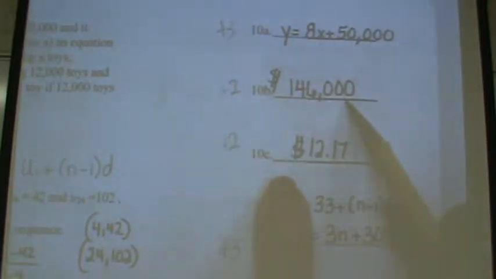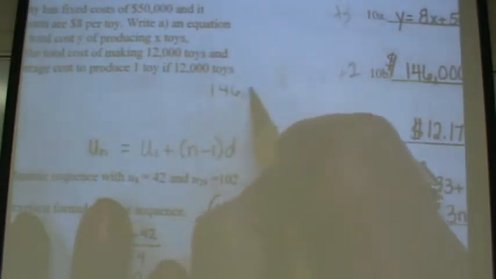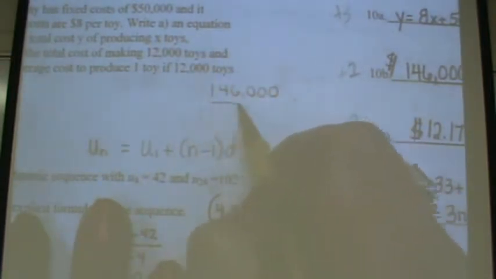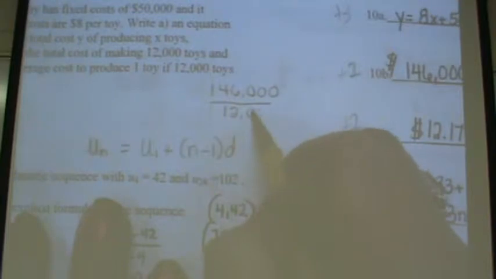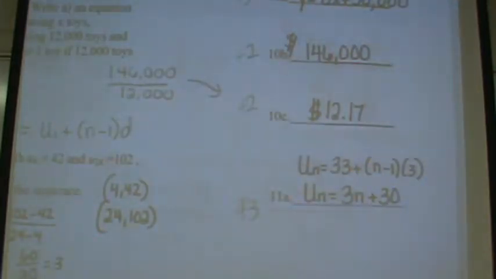Then if they want to know the average per toy, you take this and divide it: you do 146,000, and you're making 12,000 toys, and that's how you get your $12.17. Questions? Next.